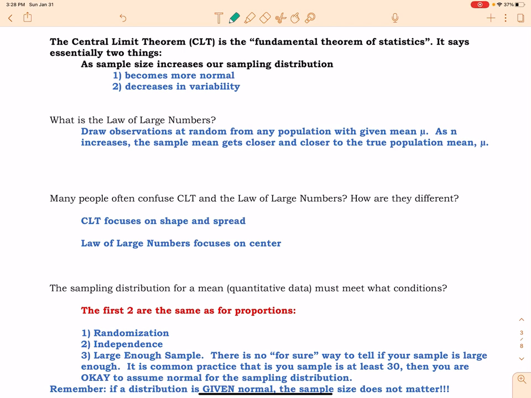This video for AP Statistics is a brief explanation of the central limit theorem. It's magical. You're welcome. Okay, so the central limit theorem. What is the central limit theorem?